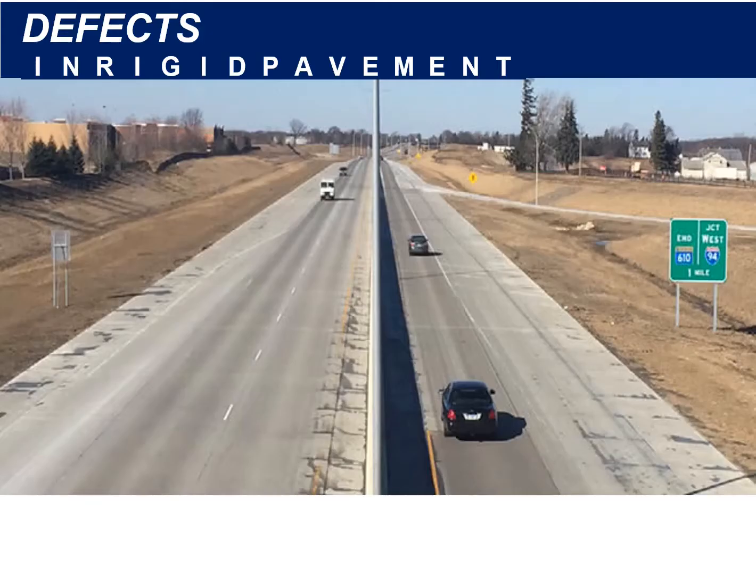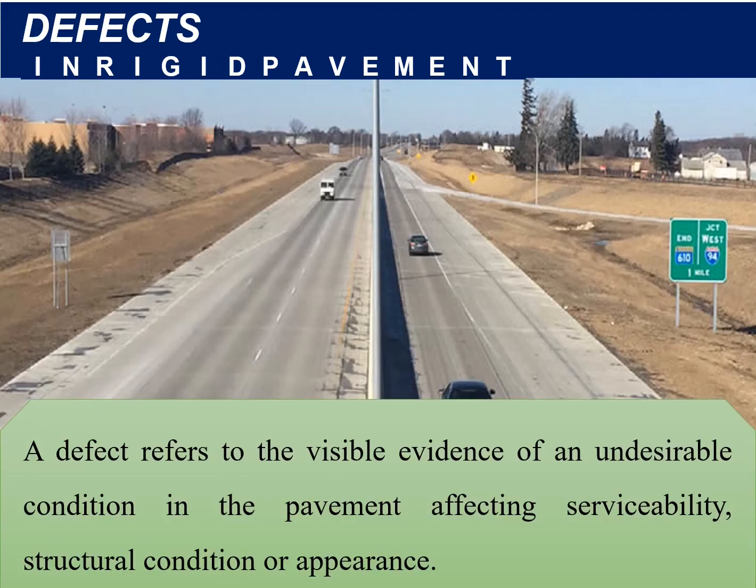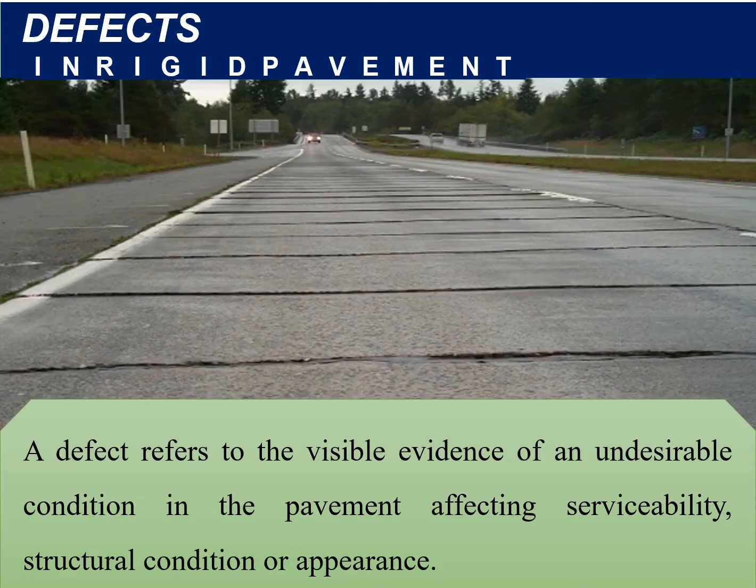To understand what a defect in a rigid pavement is, a defect refers to a visible evidence of an undesirable condition in the pavement affecting its serviceability, structural condition or appearance, as shown in the figure. Like this condition, which is affecting the riding quality of the road.